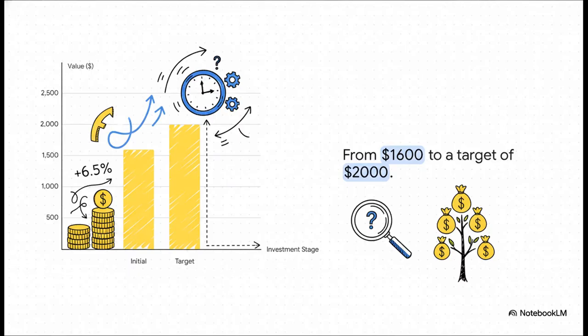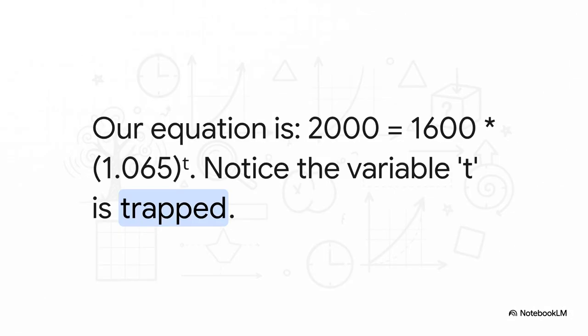Let's say you invest $1,600, and it's growing at a pretty nice clip, 6.5% every year. Your goal is to hit $2,000. The big question is, how long is that going to take? So we can set up the equation just like we did before. The final amount, 2,000, equals the starting amount, 1,600, times our growth factor, all raised to the power of t, the time in years we're trying to find.